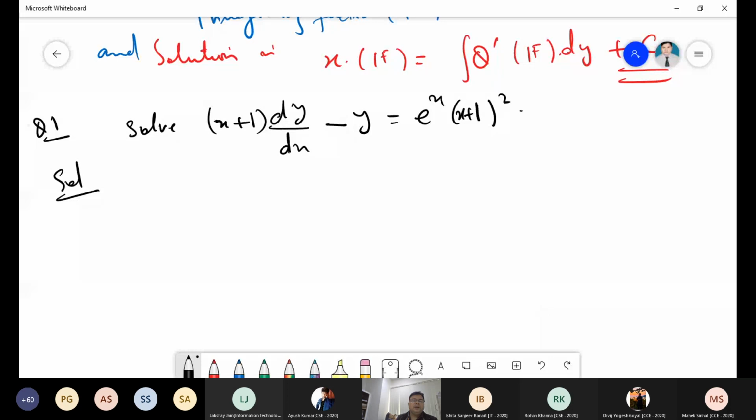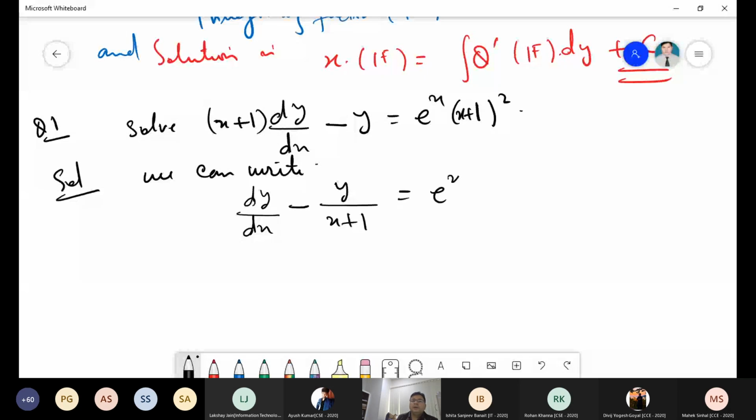So simply we can write this equation. Let's check it. dy/dx minus y/(x+1) equals e^x. This (x+1) will cancel out, so this will be (x+1). This is equation number 1. Can you compare this with dy/dx plus Py equals Q?